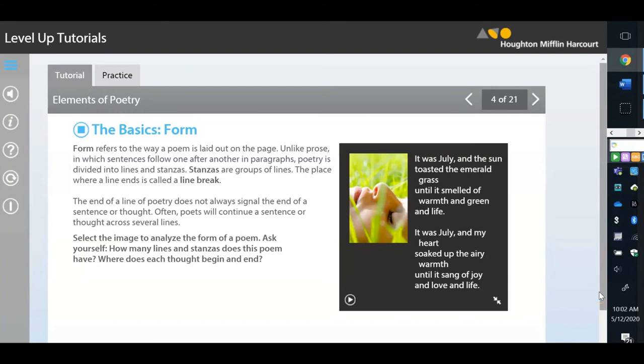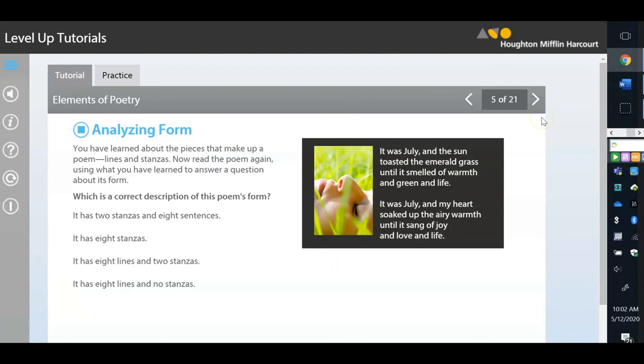Click the image to analyze the form of a poem. Ask yourself, how many lines and stanzas does this poem have? Where does each thought begin and end? It was July, and the sun toasted the emerald grass until it smelled of warmth and green and life. It was July, and my heart soaked up the airy warmth until it sang of joy and love and life.